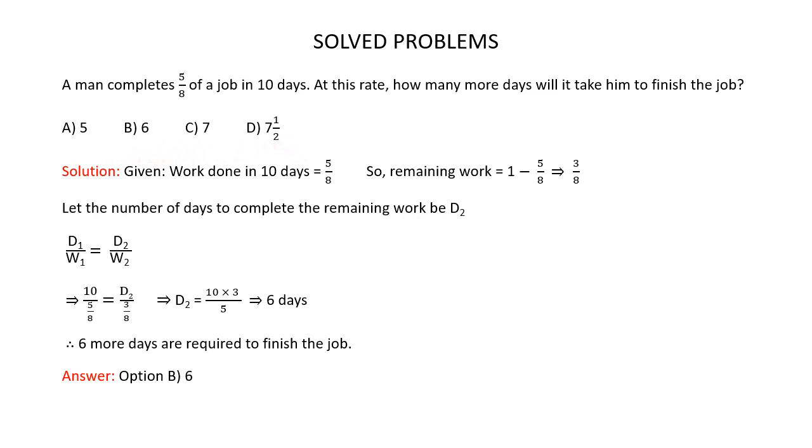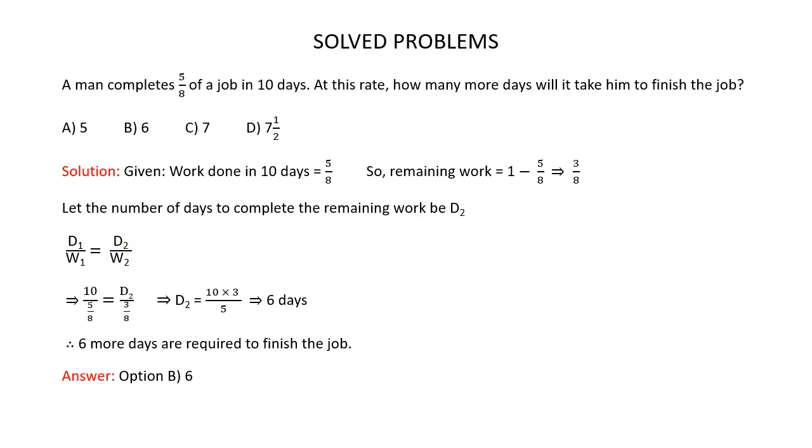It's given that work done in 10 days is 5 by 8. So remaining work is 1 minus 5 by 8, which is 3 by 8. Now let the number of days to complete the remaining work be D2. As you can see, the work done in both these cases is different. So use the formula D1 divided by W1 is equal to D2 divided by W2. Here D1 is 10, W1 is 5 by 8, D2 we have to calculate and W2 is 3 by 8.